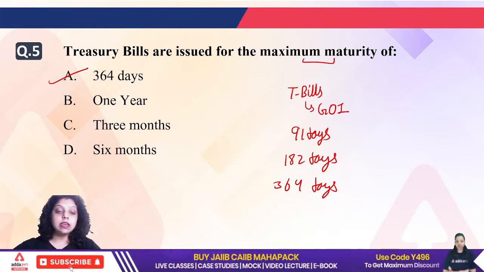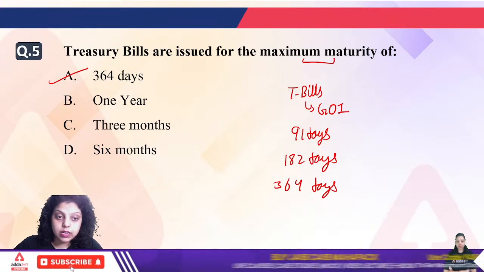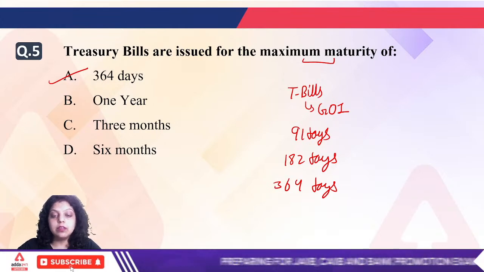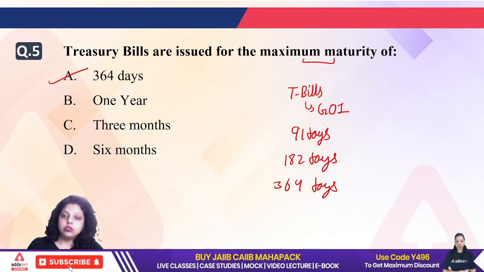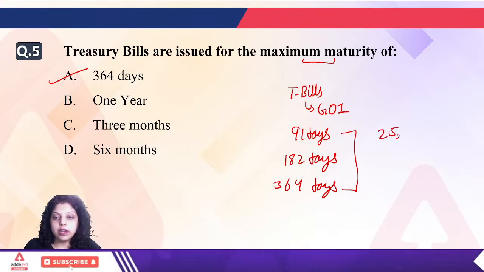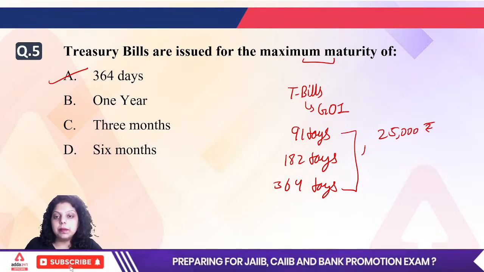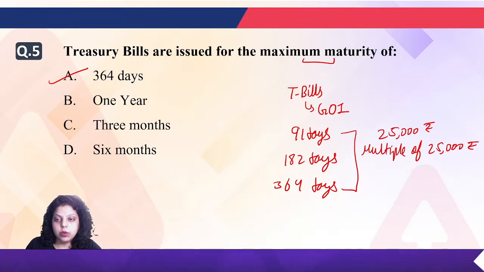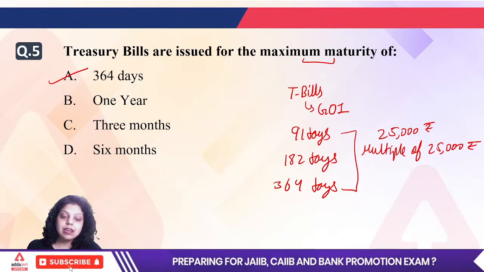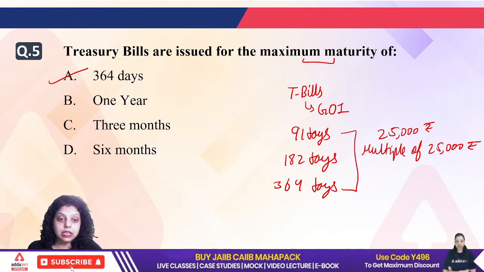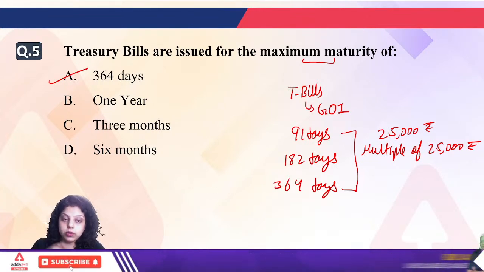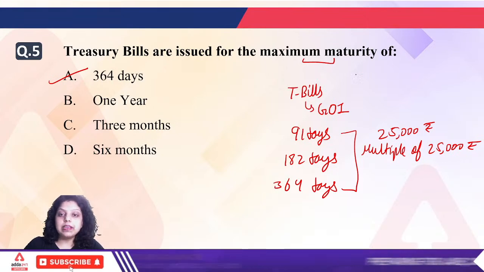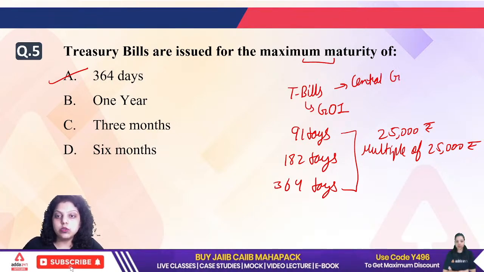Initially, the central government used to issue 7 days, 14 days and 28 days treasury bills also, but now only 3 types are issued: 91 days, 182 days and 364 days. The minimum investment should be 25,000, and thereafter multiples of 25,000 can be invested. Settlement of treasury bills is done on a T+1 basis. For example, if the auction is done today, the settlement will be done the next day. And treasury bills are issued by the central government only.